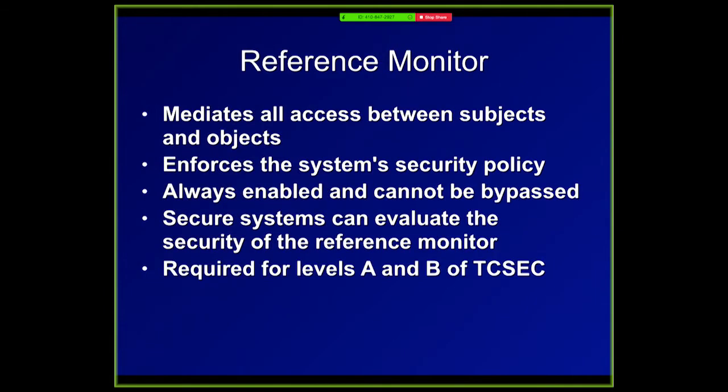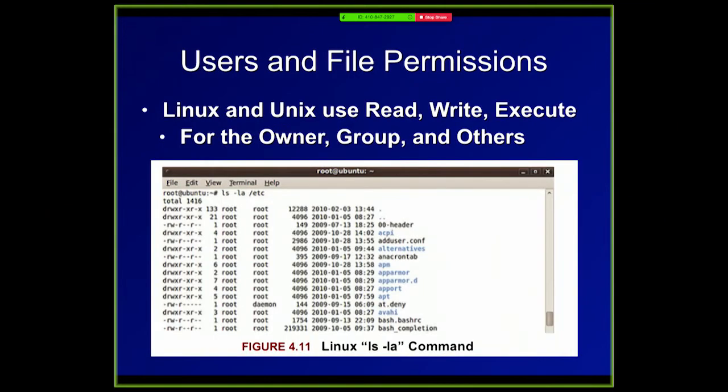The reference monitor we mentioned is the part of the operating system that watches all the access, every subject trying to reach an object, and decides whether it's allowed to happen according to the security policy. So you can supposedly have multiple levels of security on your machine at the same time, and it will sort out the users and the objects and make sure that only the right people see things. This is what you must have for levels A and B of TCSEC, unless you use an air gap separating the systems.